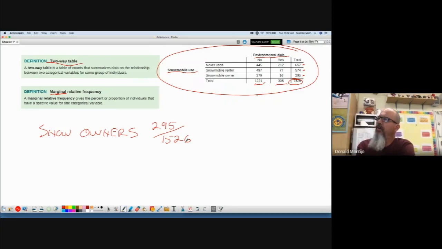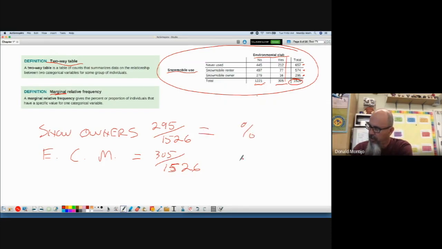What percent of our example are members of the environmental club? Oh, the environmental club members. Are you a member of the environmental club? Yes. 305 out of how many? 1526. So marginal relative frequencies look at one variable at a time. And then we could convert these to percentages. We could convert these to decimals or proportions as well.